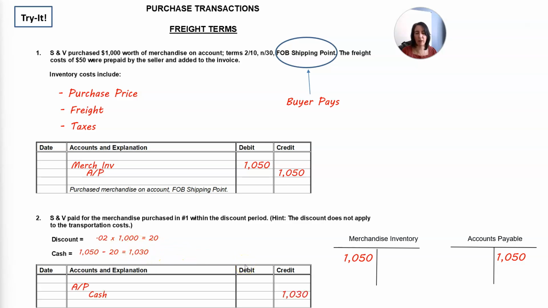Okay, so the point of this problem, it's the same kind of math, basically, that we've been doing, but I am showing you that the discount is only applied to the inventory, not necessarily to the freight. Journal entry-wise, though, we stay the same.